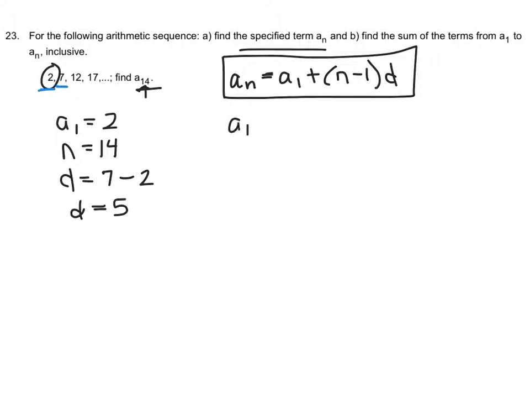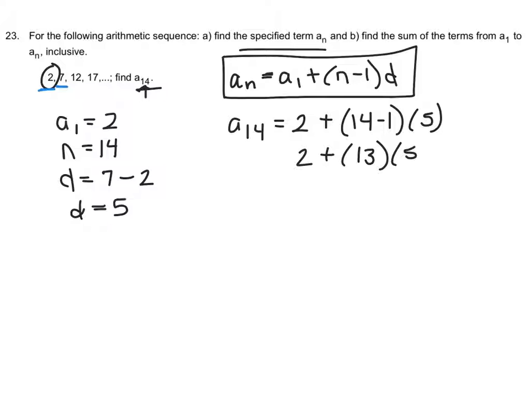So to find A14, I'll just plug these values into the equation. I get 2 plus 14 minus 1 times 5. First, you're going to do the 14 minus 1, and that's 13. Next, you're going to multiply 13 times 5, which is 65. And then finally, we'll add 65 to 2, which gives me 67. So this tells me that the 14th term of the sequence is going to be 67.